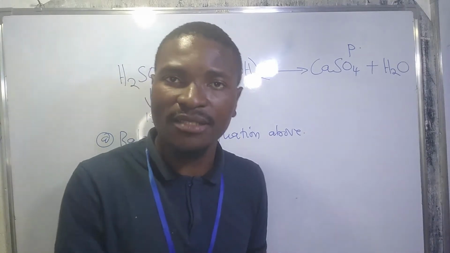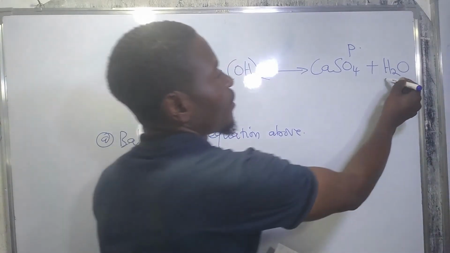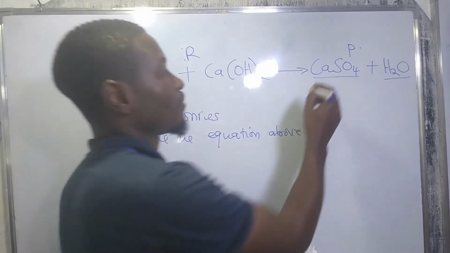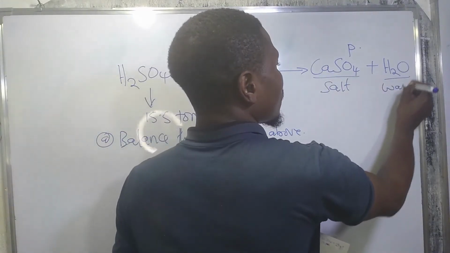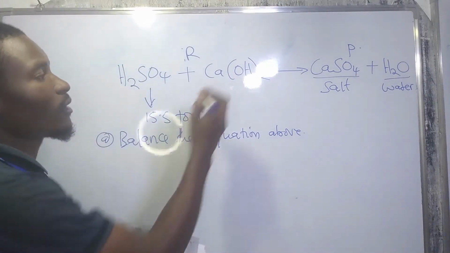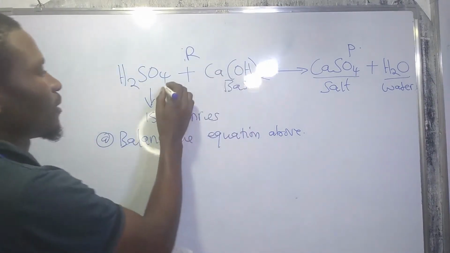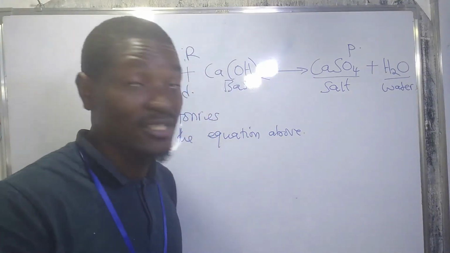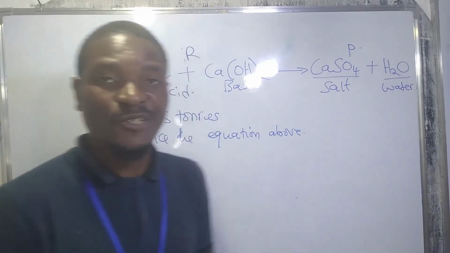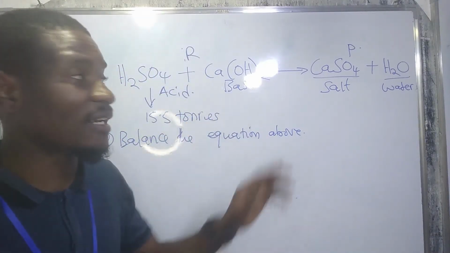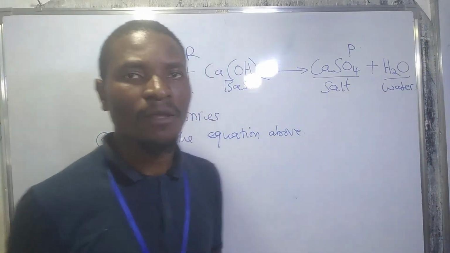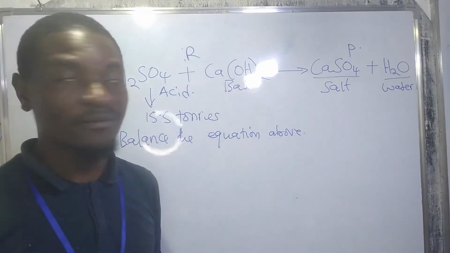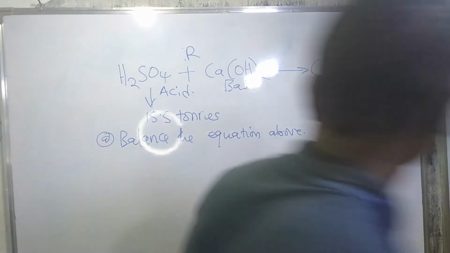So when you react an acid with a base, you are going to produce water and also a salt. So we have the salt and then we have the water. This is the base and this is the acid. This is what we call a neutralization reaction, a chemical reaction that involves the reaction between an acid and a base to produce a salt and water. Now we have been told to balance the chemical equation above. So how do you balance the chemical equation?